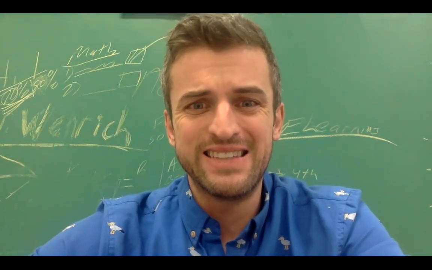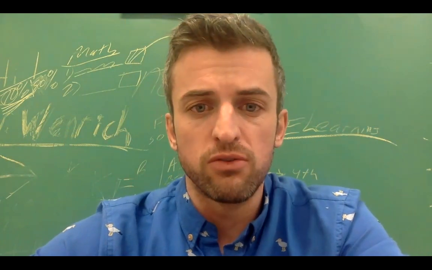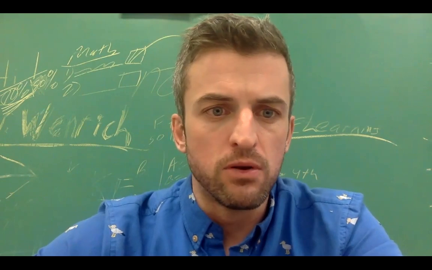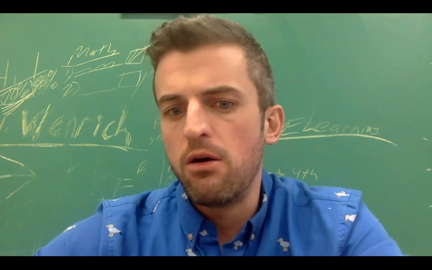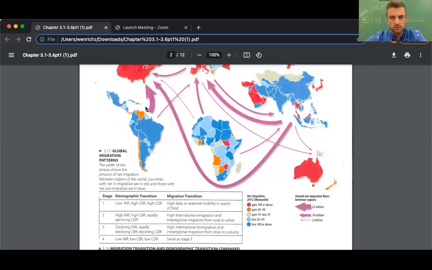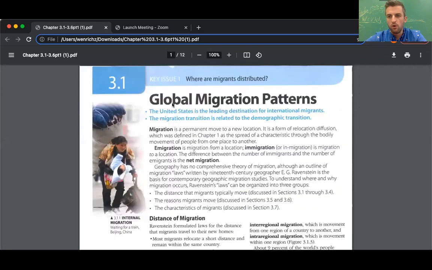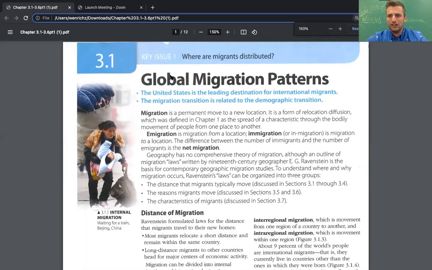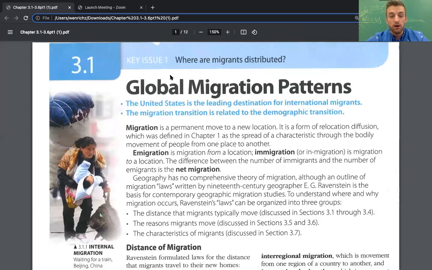So let's get to the reading. This video is for 3.1 to 3.6. I am going to read all of the goodies to you and give you my little breakdown. So when you are doing your notes and you are looking for, what do I write down? I'll help you out. So starting with 3.1, the key issue here with 3.1 is: where are migrants distributed? So like, where do they go?